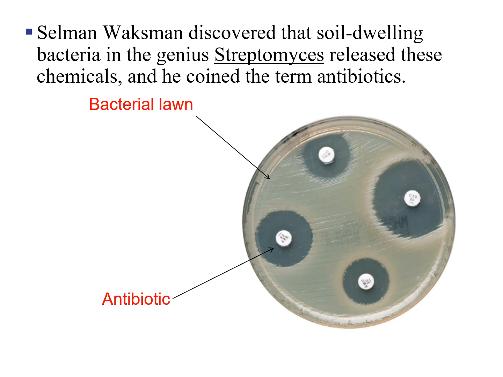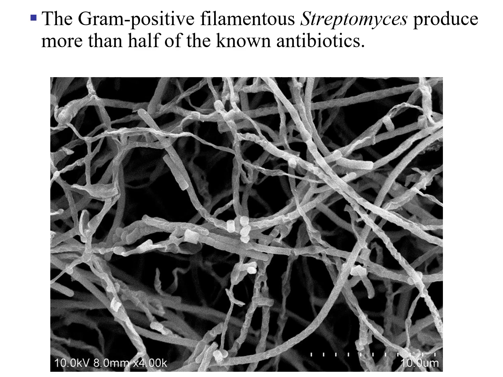Those pre-soaked discs have these chemicals on them that came from another bacteria that is going to negatively affect this bacteria. The gram-positive filamentous Streptomyces category produces more than half of the known antibiotics. There are many different species of Streptomyces. In the picture, I found an electron micrograph view of Streptomyces growing.